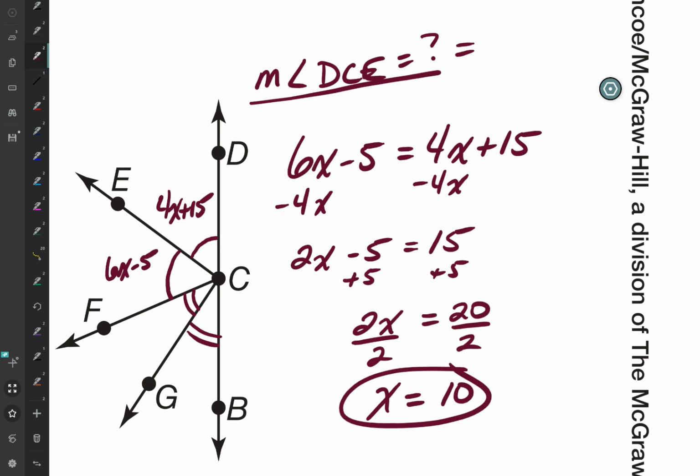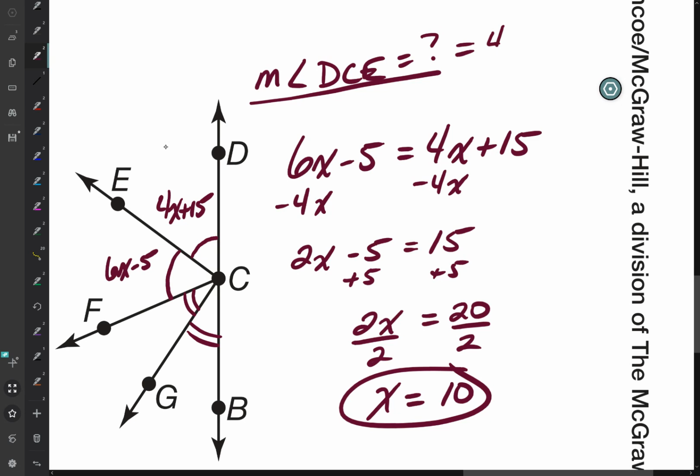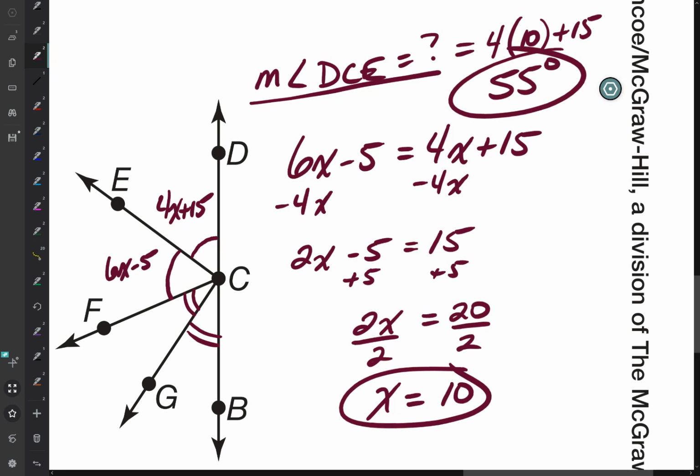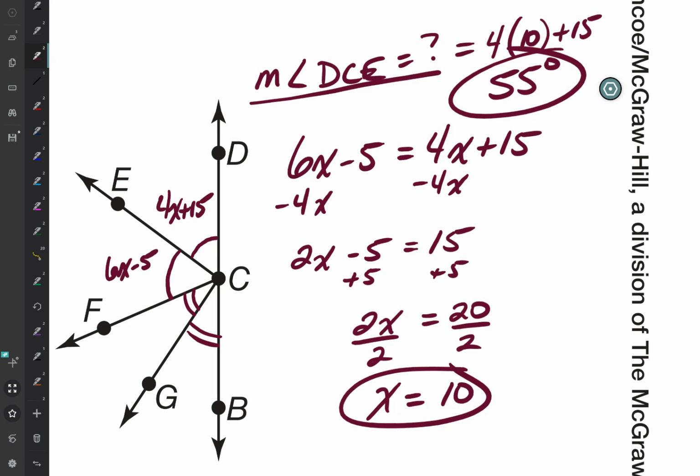Well, what you need to do is put it back in. Well, DCE is 4 times whatever X is, plus 15. What is X? So that's 40 plus 15. So the answer is? Okay. And there'll be some where you have to add two, and I'll help you with those tomorrow. Okay. Now, on the left there, you guys see your assignment?